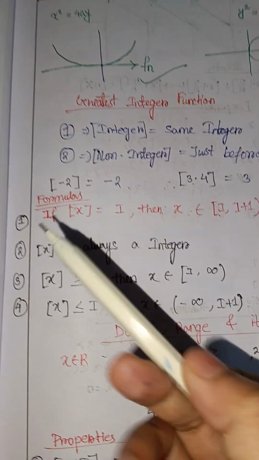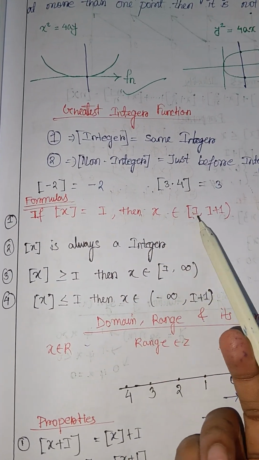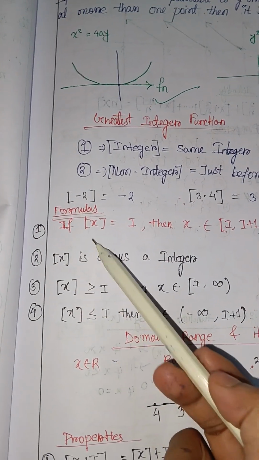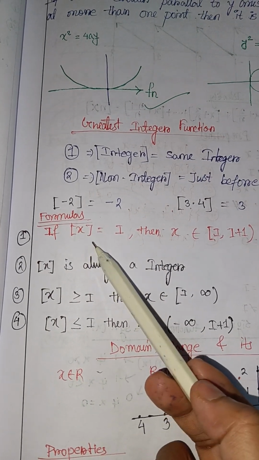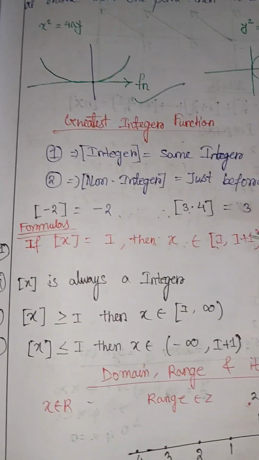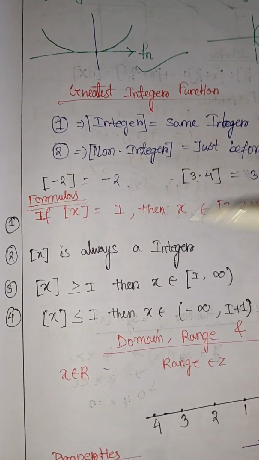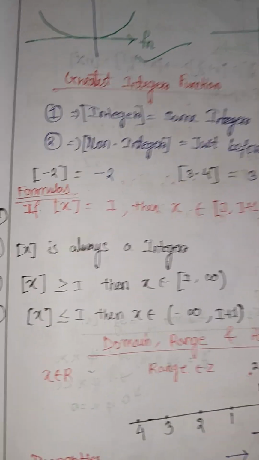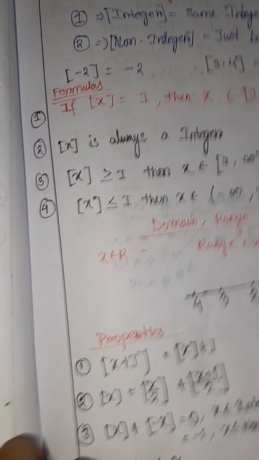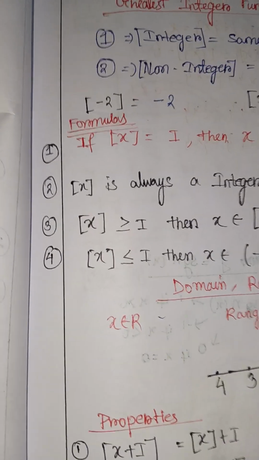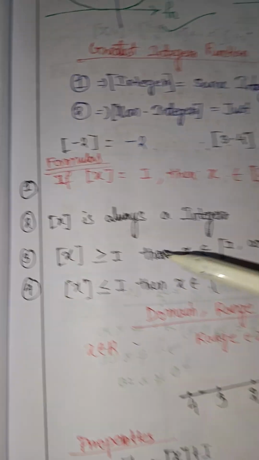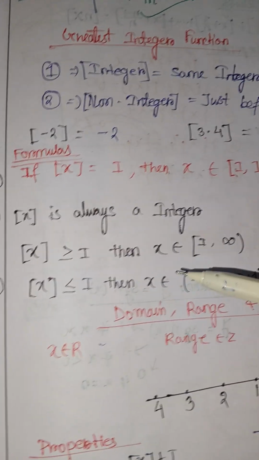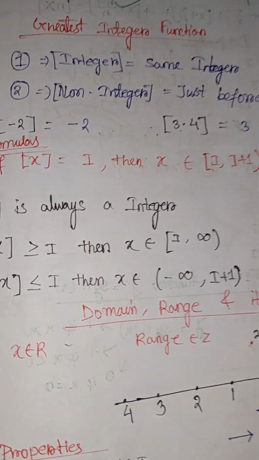So for an example, if box x is equals to i, then x belongs to i to i plus 1. Box x, this is a formula. Okay, this is not examples, this is formulas. Box x is equals to i when x belongs to i to i plus 1. Box x is always an integer, and box x lesser equals to i, then x belongs to i to infinity. And box x greater equals to i where x belongs to i to infinity, and box x lesser equals to i, then x belongs to minus infinity to i plus 1.